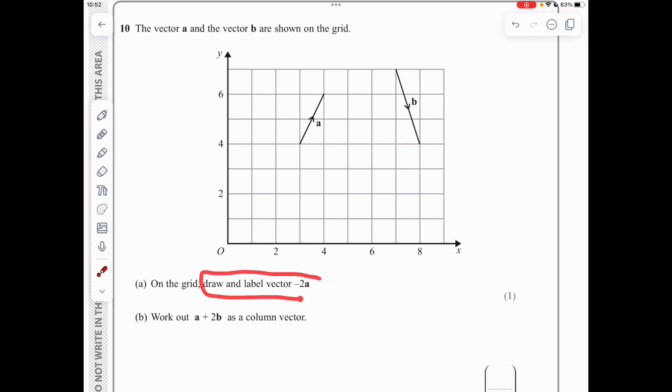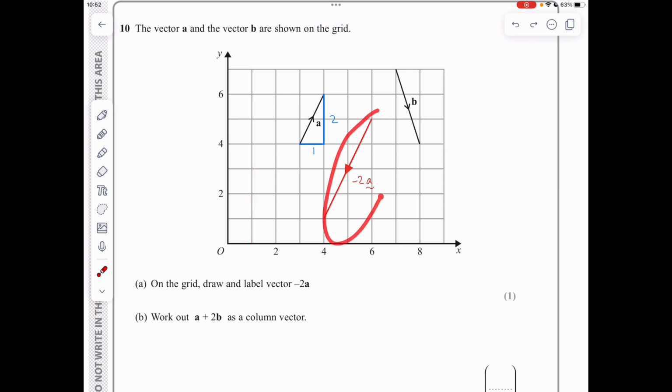In question 10, we've got the vectors a and b shown on the grid, and we need to draw and label the vector negative 2a. Well, the vector a, as you can see, is the vector that will take you 1 unit to the right and 2 units up. So if I multiply this by negative 2, I will be going 2 to the left and then 4 down, so it should look something like this.